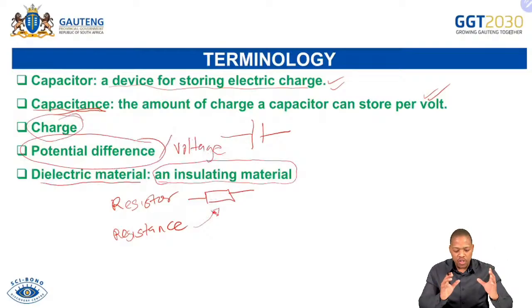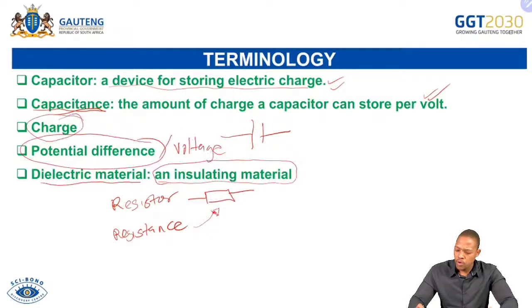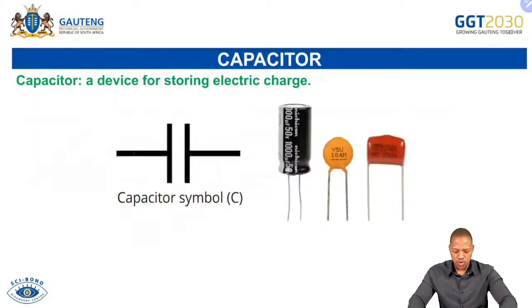So it's called a dielectric material. You will hear us talking about a dielectric material throughout the lesson, and then maybe you'll be confused what it is. So that's part of the terminology. But not a lot of terminology there. Okay, so let's get right into it. Capacitor. What is a capacitor?